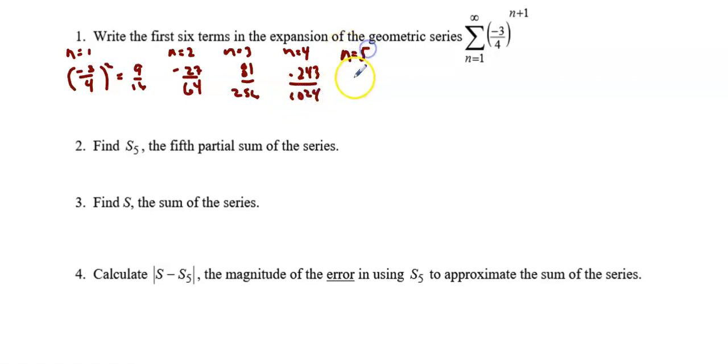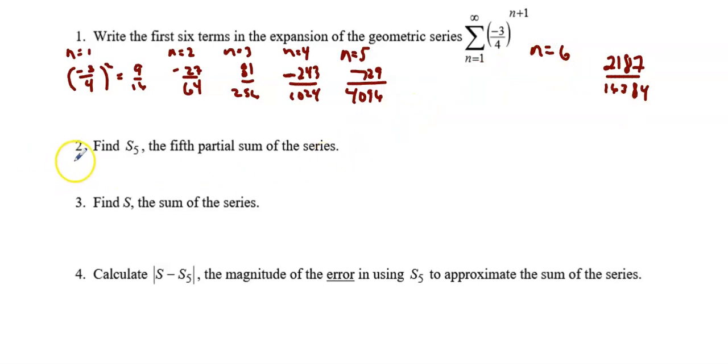And so when n is equal to 5, I'm raising everything to the 6th power, all right? And so this is going to be 729 over 4096. By the way, this looks like a decimal, but it's a negative answer. And then the last one I'm going to put over here for a reason. So our 6th term is going to be equal to 2187 all over 16384. Okay, so that's our first 6 terms.